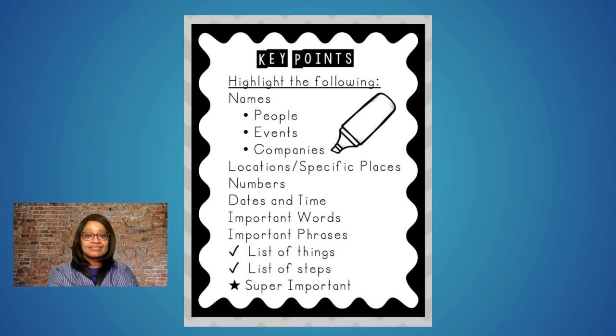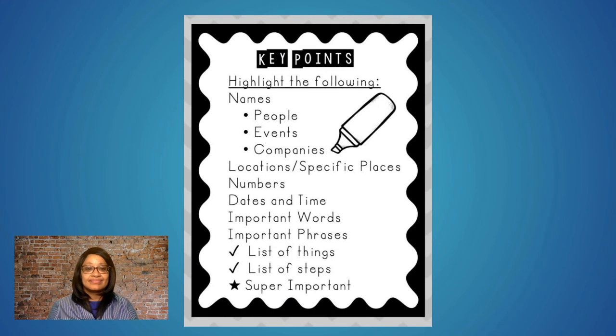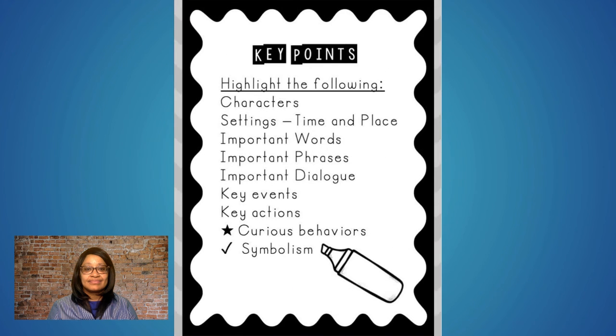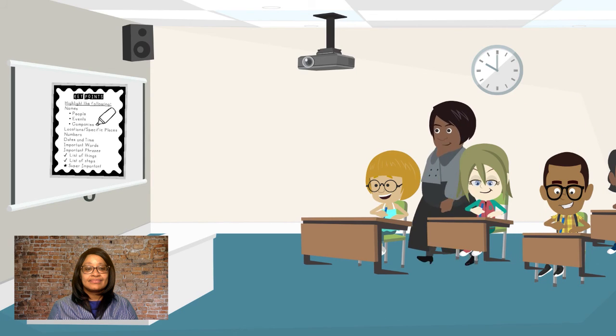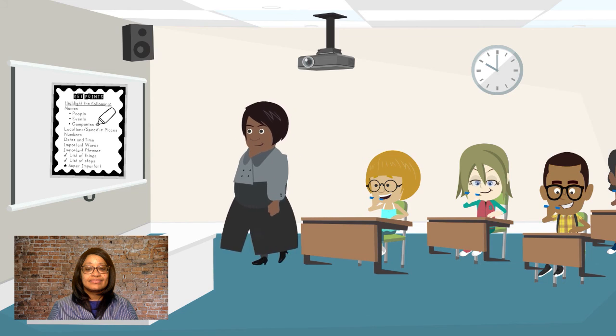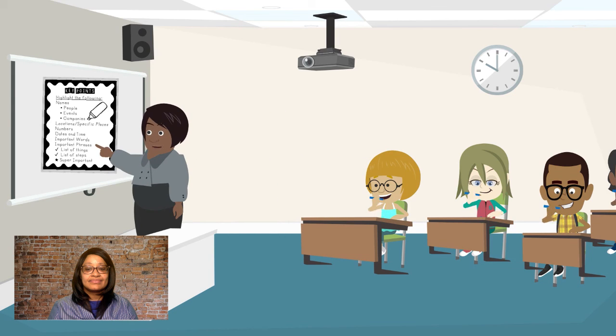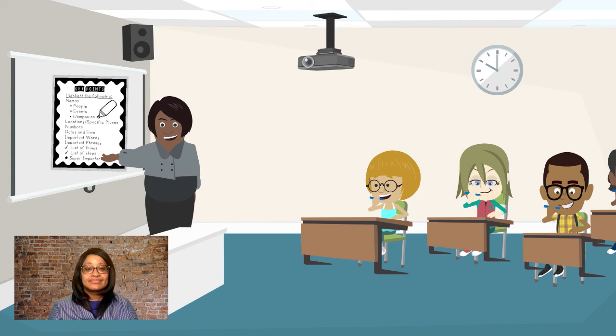You can use key points to help you identify important information while reading nonfiction text. You can also use key points to help you identify important information while reading fictional texts. You can also customize your highlighting by choosing which colors will identify and represent specific information that you're finding. So remember, the next time your teacher assigns you an article to read or a piece of fictional text to read, don't get upset. Just use your key points.